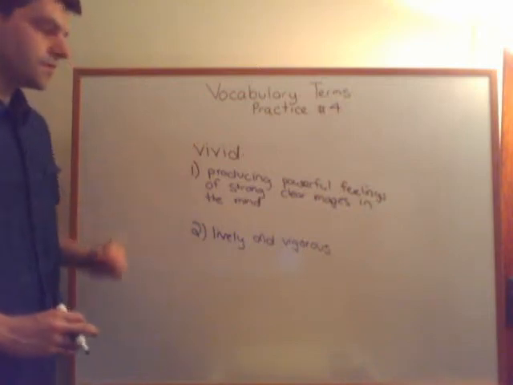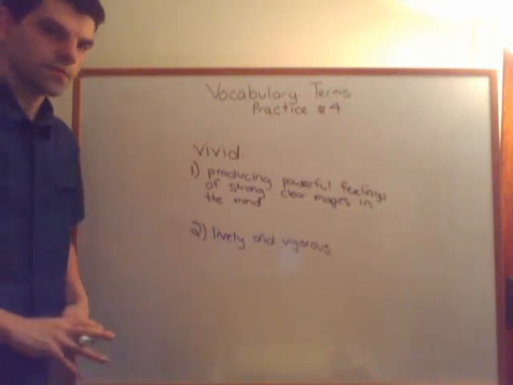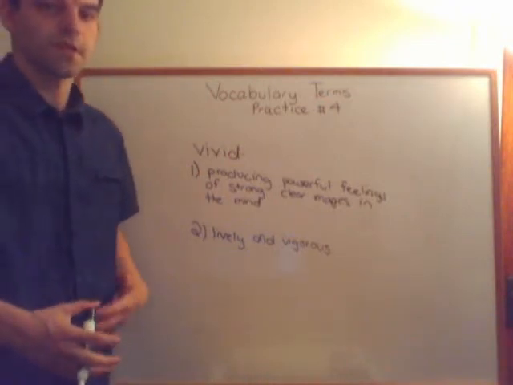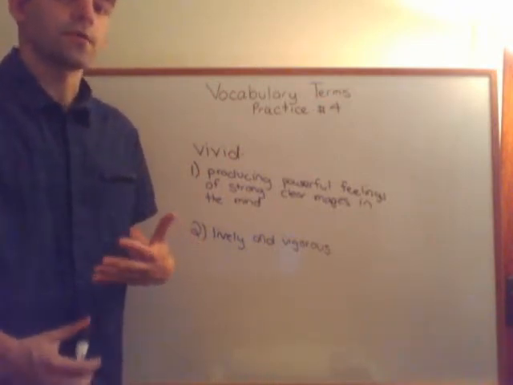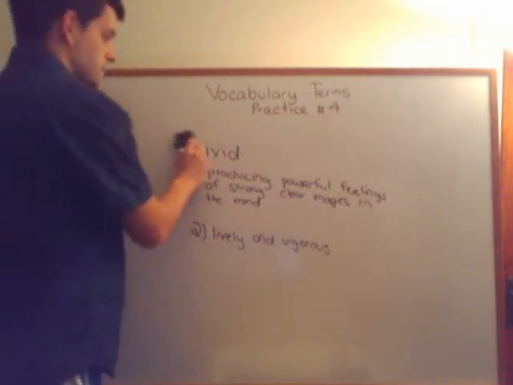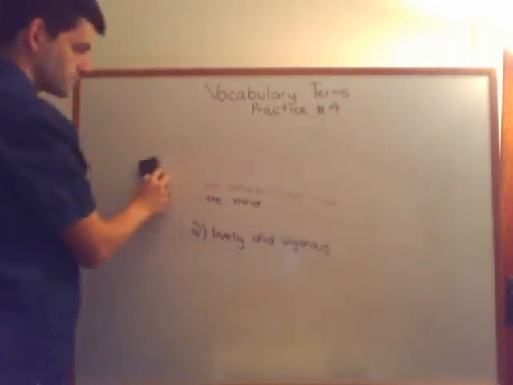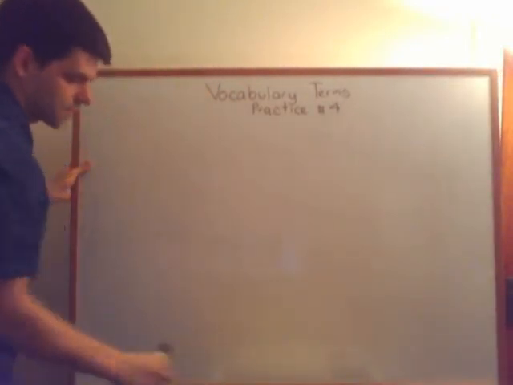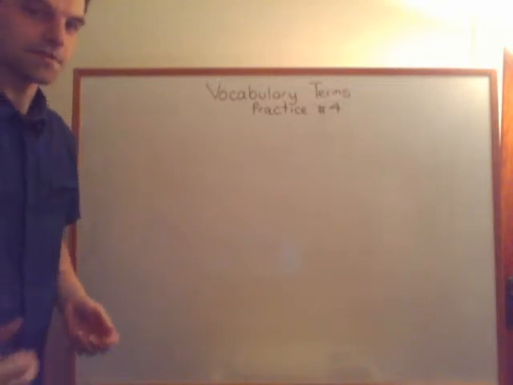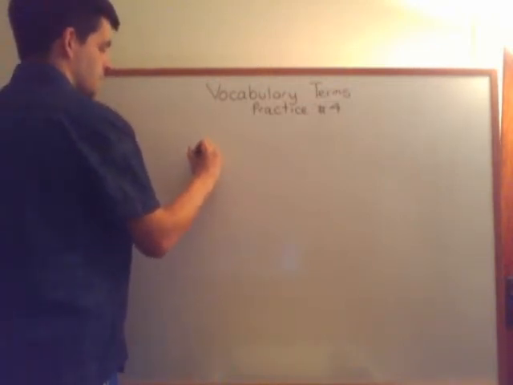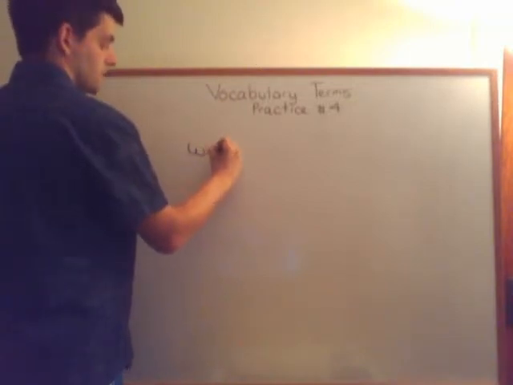So this is the word vivid. It's producing powerful feelings or strong, clear images in the mind, but it's also used to characterize a person who is very outgoing and very lively. Okay? Let's look at our last word for today. So our last word, coincidentally, is also a double meaning word. Let's take a look. So this word is the word withdraw.